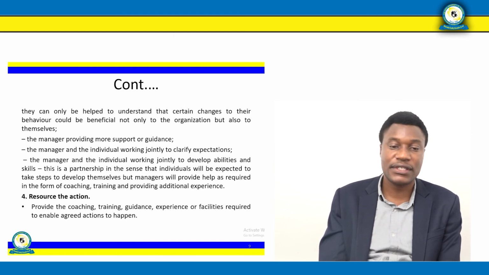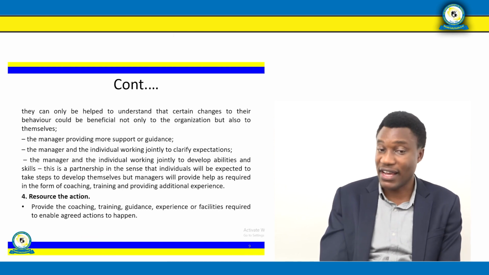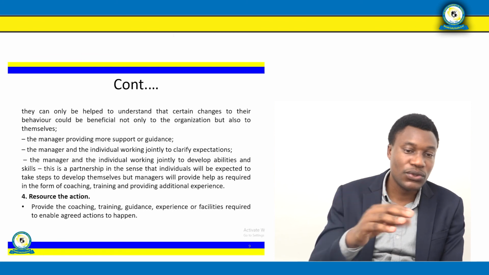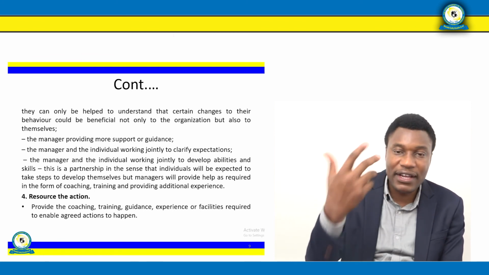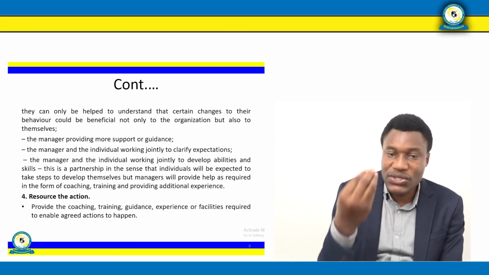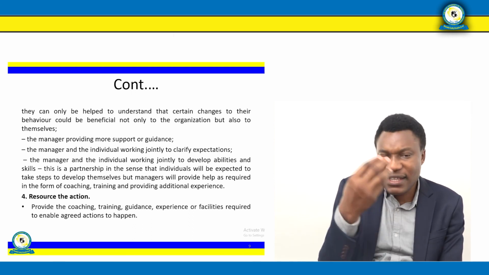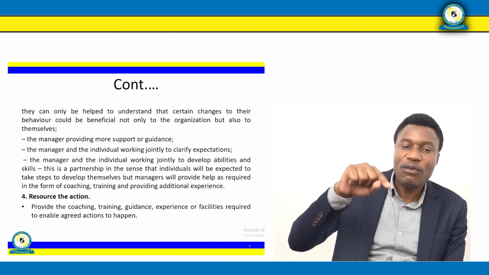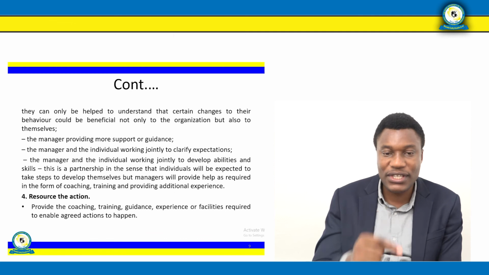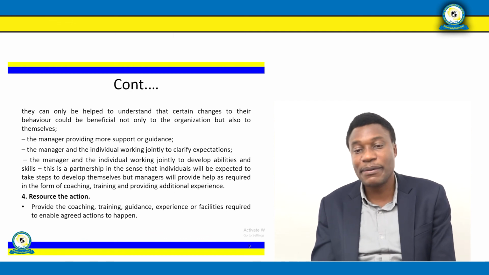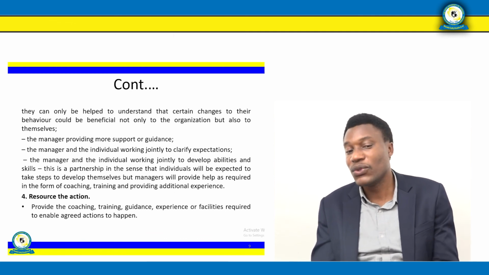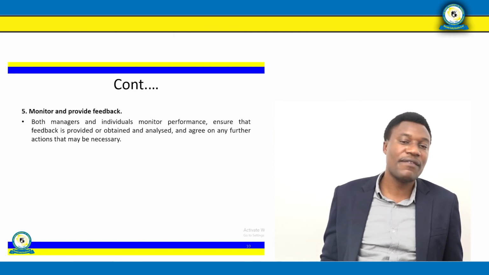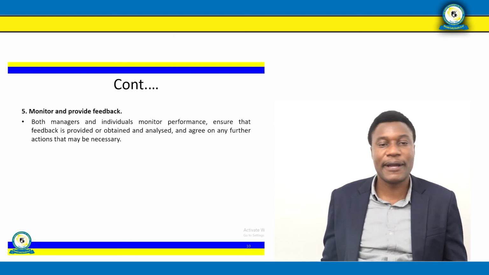Step four is resource the action. That is what we have seen from the top to down here. Now we have agreed the problem, identified the problem, the reasons for the problems, the skills needed. Now we have to resource, to provide the means of this action: provide the coaching, training, guidance, experience, or facilities required to enable the agreed action to happen. That's step four. Step five is monitor and provide feedback.